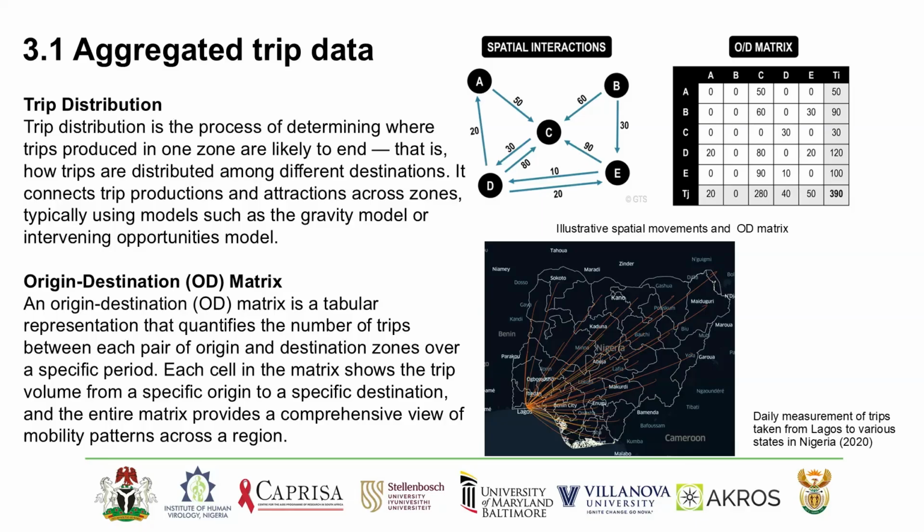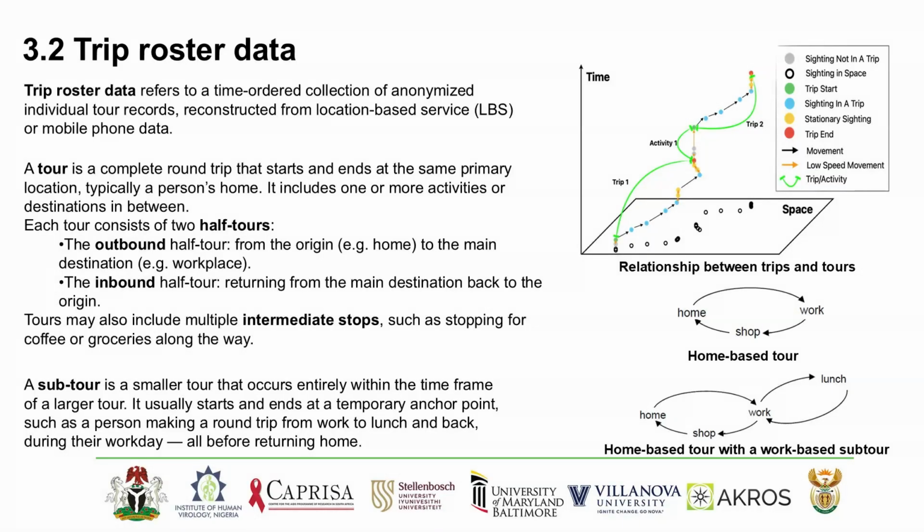To organize this information, we use what's called an origin destination matrix, or OD matrix. Each row represents an origin, each column a destination, and each cell shows how many trips were made between that pair. On the right, you can see daily trip flows from Lagos to other states in Nigeria based on LBS data from 2020. Now let's turn to the second type of dataset, trip roster data.